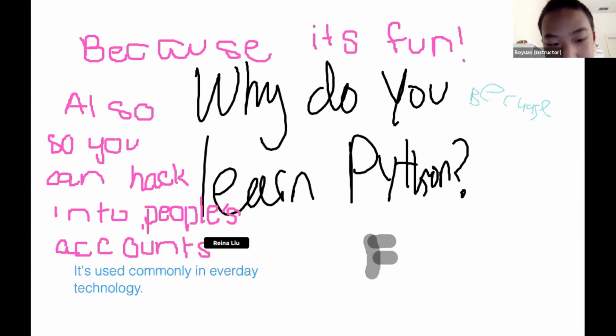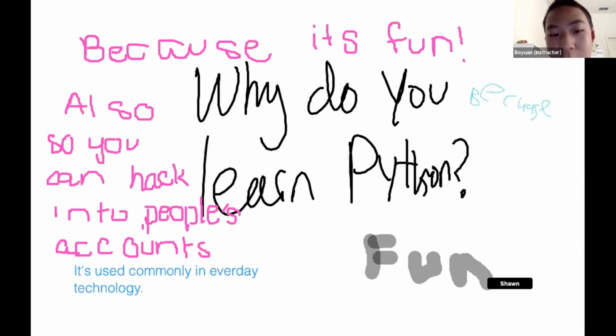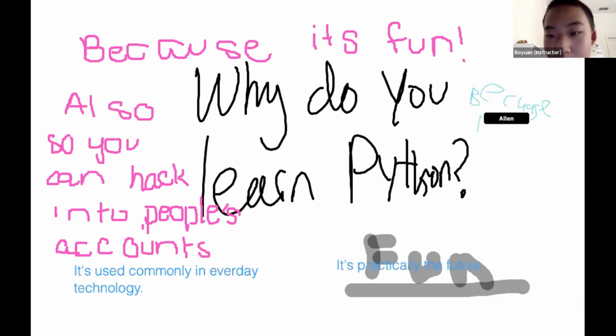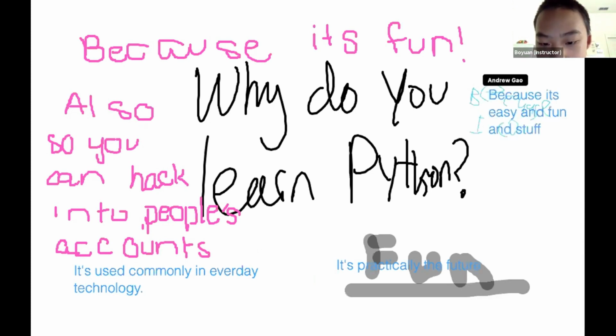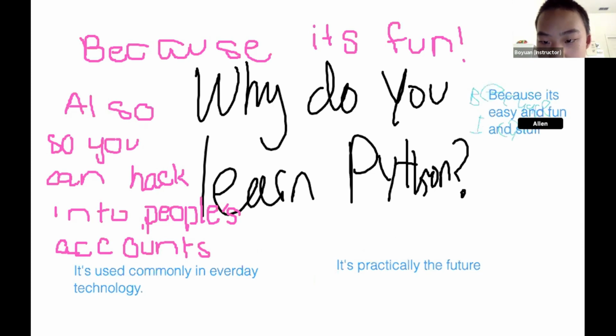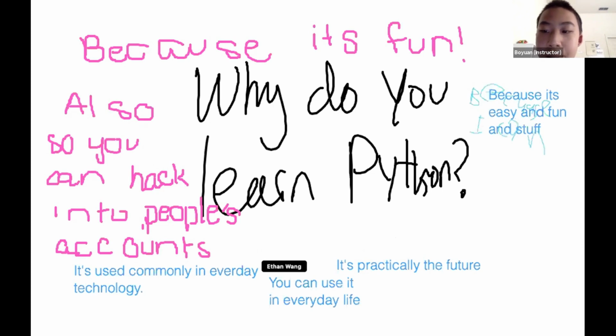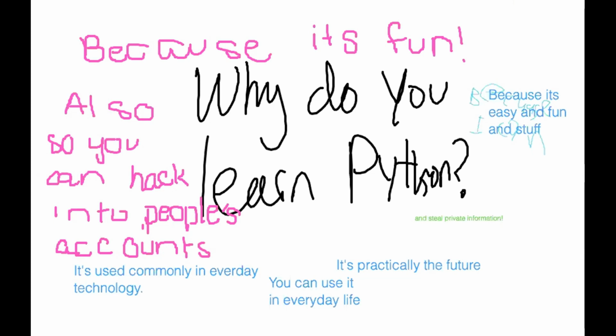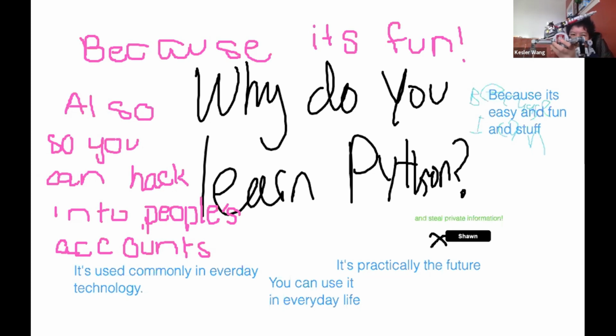Okay. Well, you really cannot. Depends if you really want to do that, Serena. But sure. It's practically the future. Not exactly, but you could say that. I mean, nobody knows what's going to happen. Programming is one of the fields that has evolved so fast. Steal private information. Okay. Another reason is basically it's as fun as building Legos.